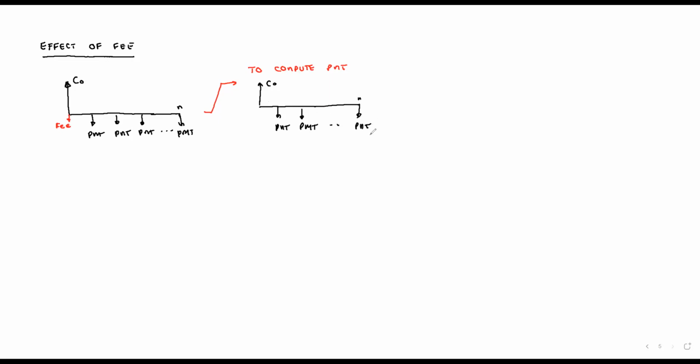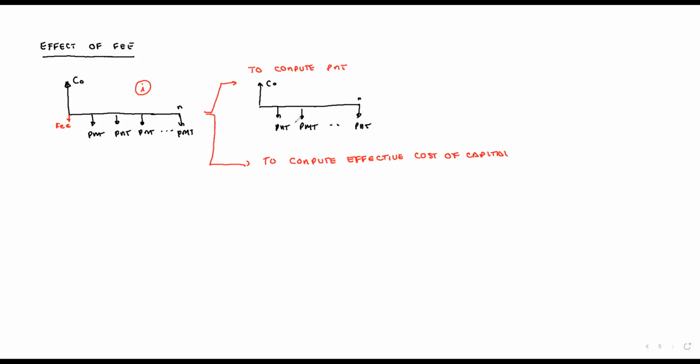Once you have computed your PMT, remember that you're paying more than what is stated by the interest rate. Right? So your interest here is I, for example, but you're paying a fee. So the second step, guys, is to compute the effective cost of capital. So indeed, what is the interest rate that you are effectively paying? Effective cost of capital. And how do you do that?